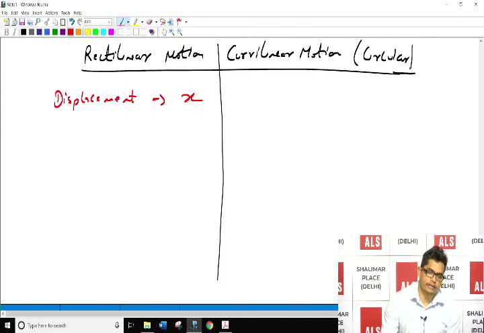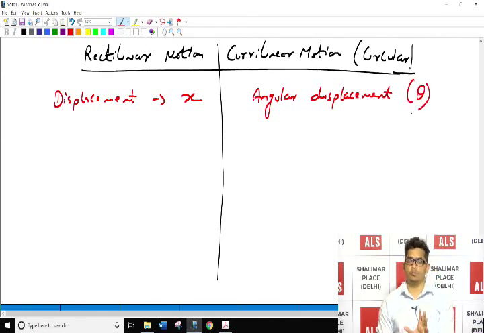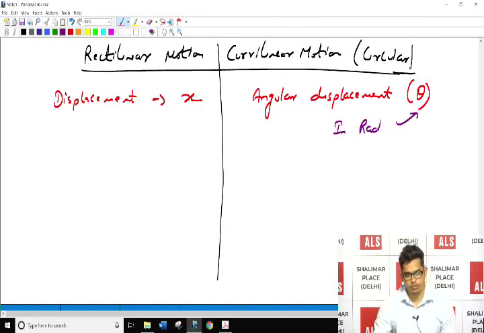Displacement was x. Here it is angular displacement, and it is theta. Remember this theta to be in radians always.